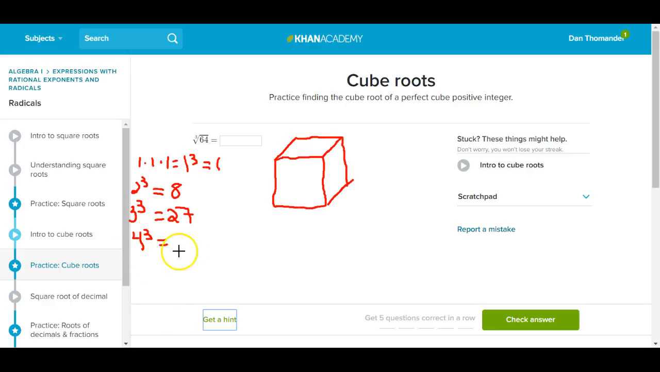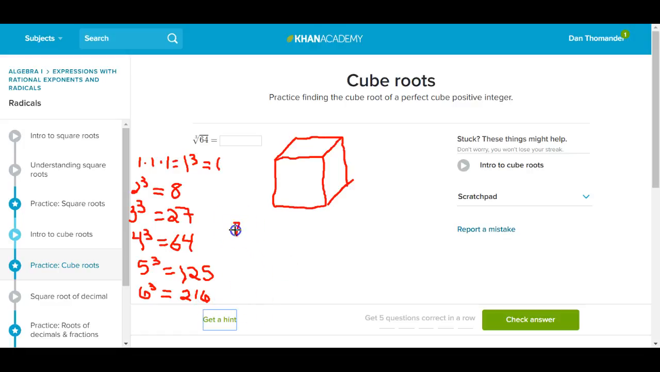4 times 4 is 16 times 4 is 64. So I can make a perfect cube out of 64 with sides that are 4, 4, and 4. So that's going to be my answer to this problem. But I'm going to keep going. We already said 5 cubed was 125. So what would 6 cubed be? Well, 6 times 6, that's 36, right? And then 36 times 6, it turns out, is 216. How about 7 cubed?